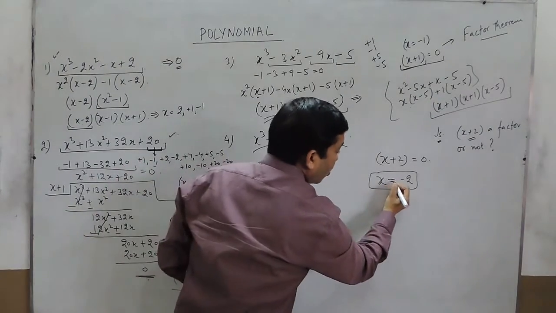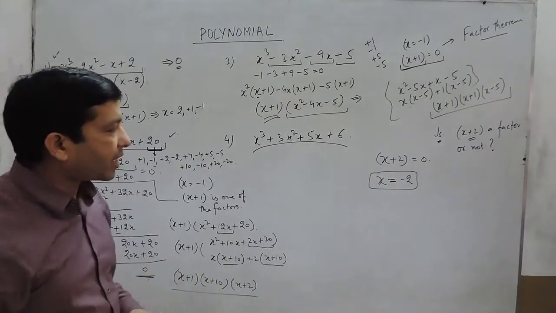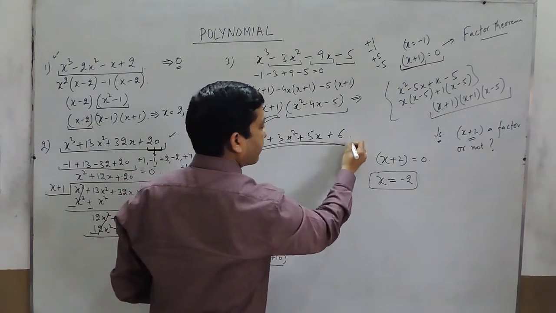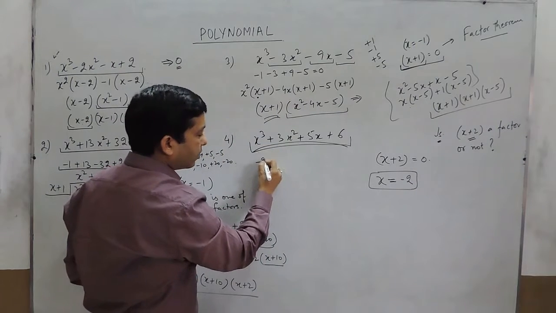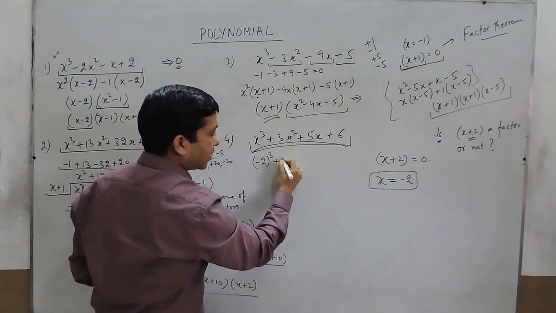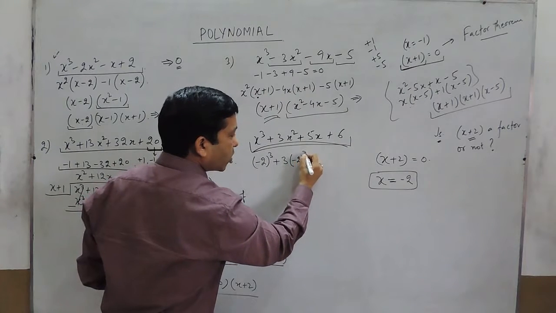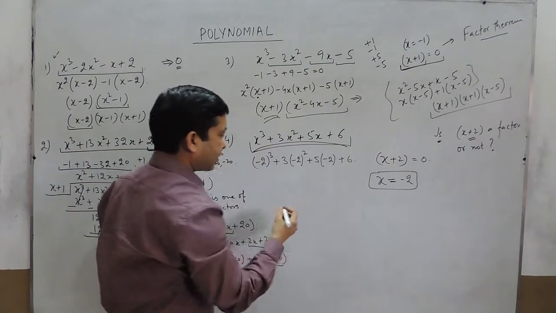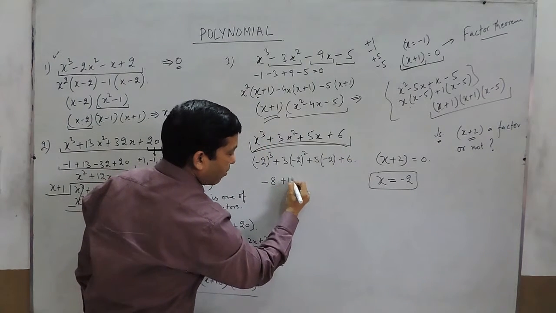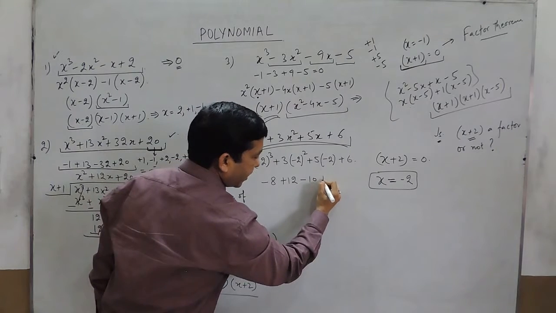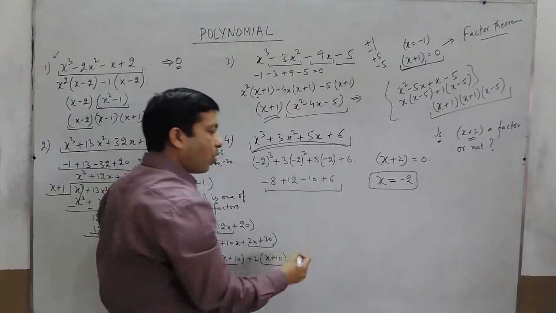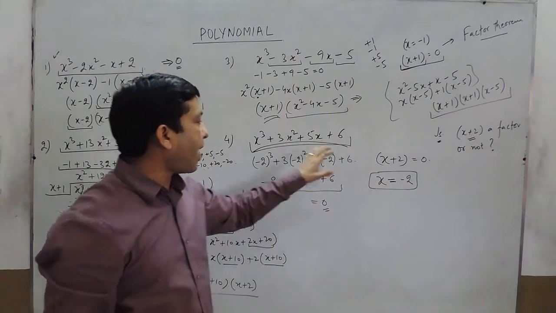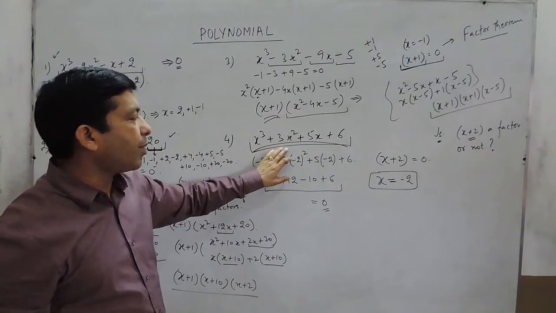Now if we want to confirm whether x plus 2 is a factor or not, we put the value of x as minus 2 in this polynomial. So minus 2 whole cube, then 3 into minus 2 whole square, plus 5 into minus 2 and plus 6. So it is minus 8 plus 12 minus 10 plus 6, and we know this comes out to be 0. That means this is one of the factors of this cubic polynomial.